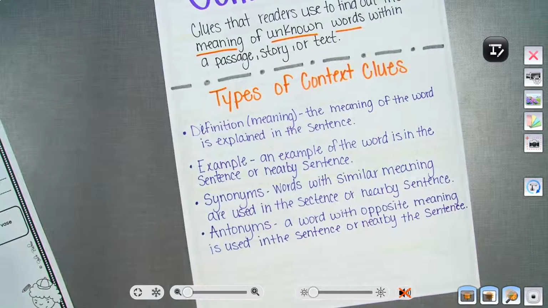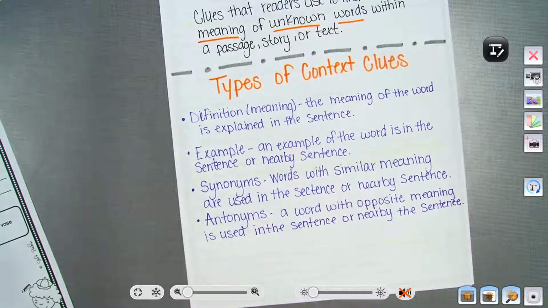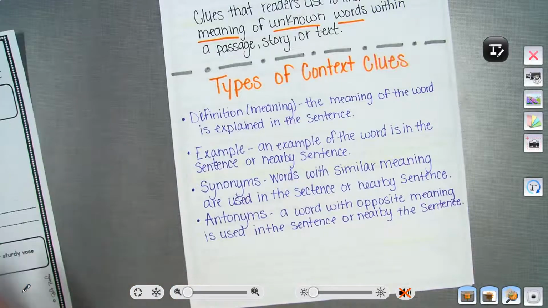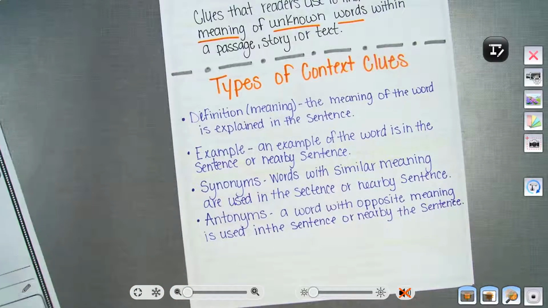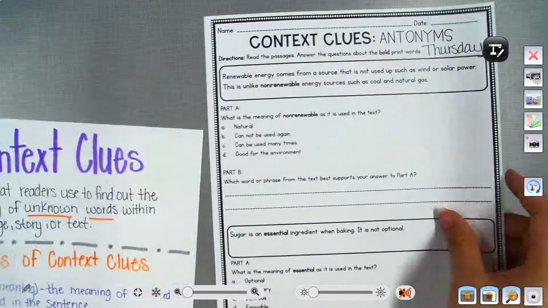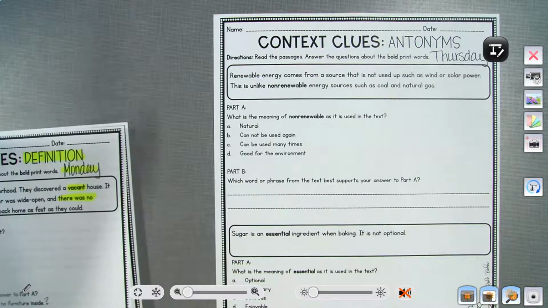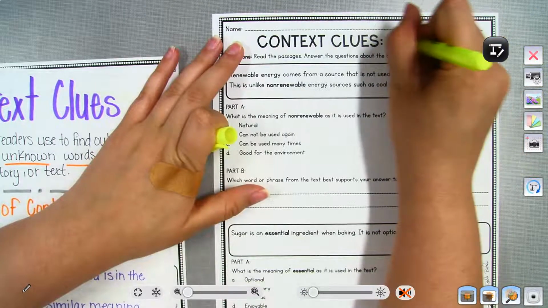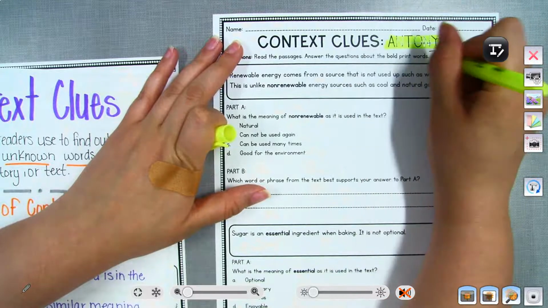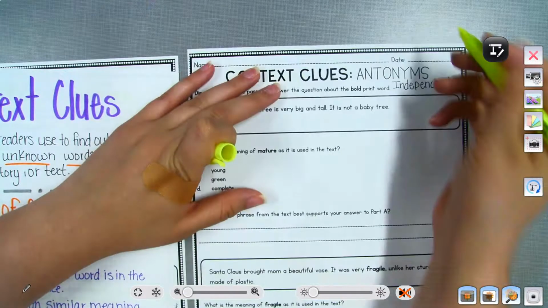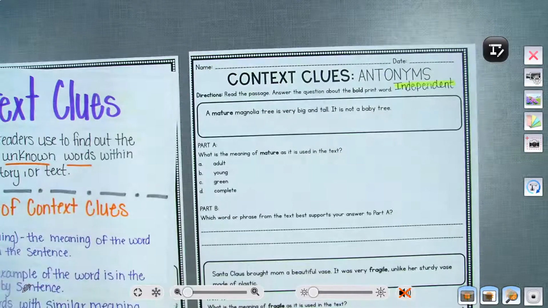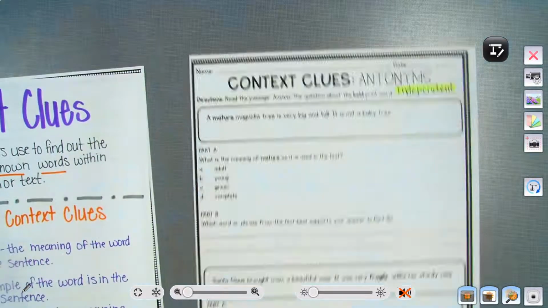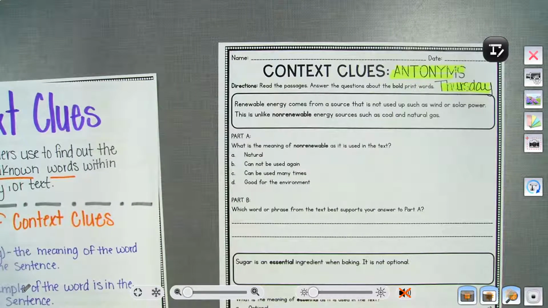And so we kind of saw that in our passage today where I asked you what was the opposite of the word that was underlined. And so we were looking for the antonym. So you need the handout that says Context Clues Antonyms Thursday. So it looks just like the other ones we've been doing. Okay, but this one is antonyms. And on the back is the independent practice. That is what you'll be doing after we get done doing some together. So let's look at this one.